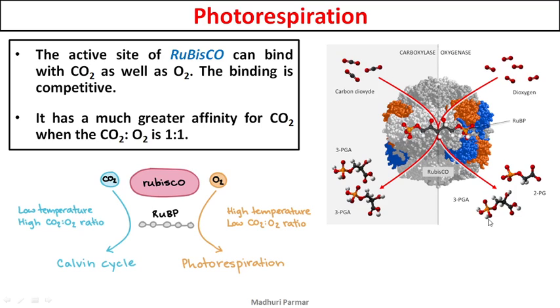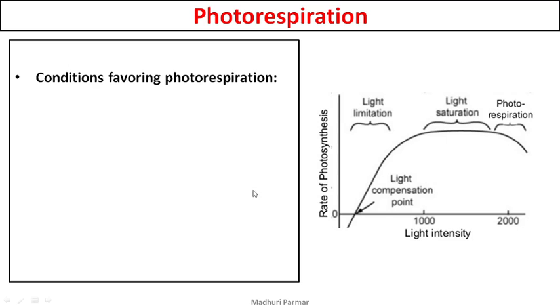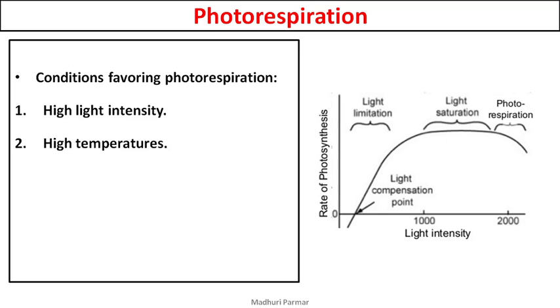Clear? So this is how there is a difference between the carboxylase and oxygenase, the two parts of the same enzyme, and what is causing photorespiration. Now, what are the conditions that favor photorespiration? If it is a futile cycle, a trash cycle, a nonsense cycle, what are the conditions that cause the plants to undergo this cycle? So the first thing is high light intensity.